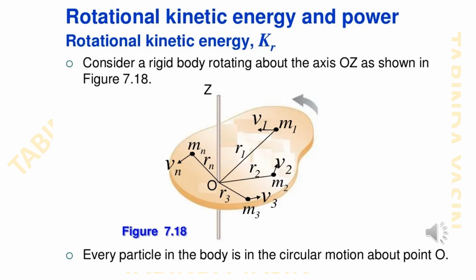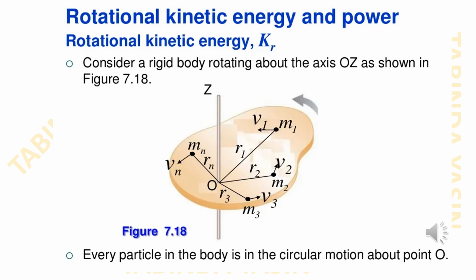We consider a rigid body rotating about the axis OZ as shown in the figure. You can see the object is rotating along the z-axis from the pivoted point O. There are a number of mass points m1, m2, m3 and so on, and every point mass has its own position vector. From the origin O to m1 is r1 with the velocity v1 in the direction of rotation, and similarly m2 has the position vector r2 with the velocity v2, which is also in the direction of the rotation along the tangent. So similarly for m3 and mn.